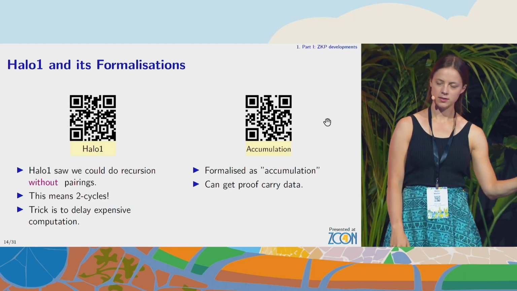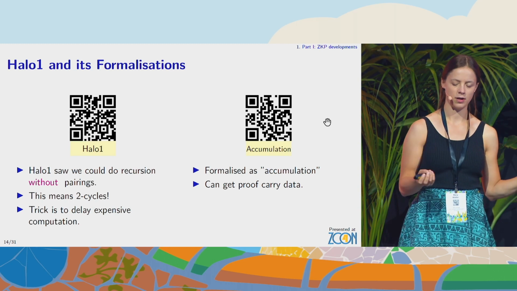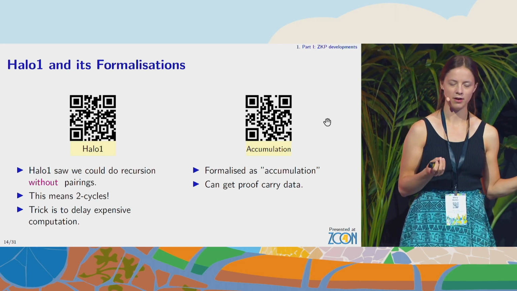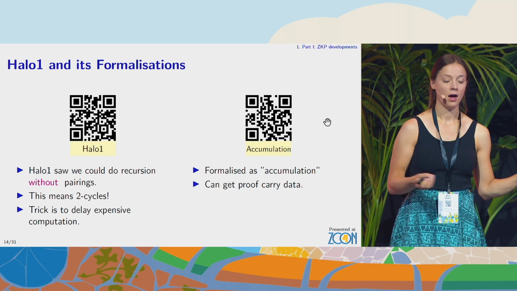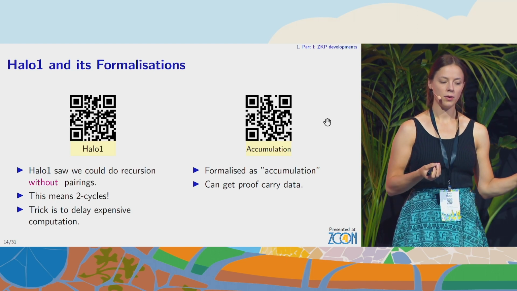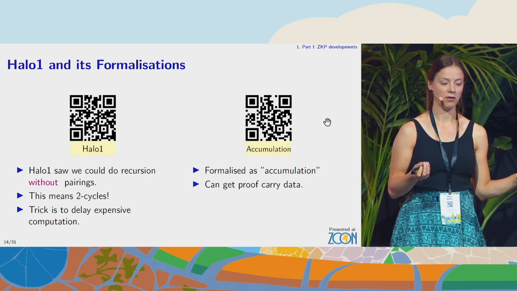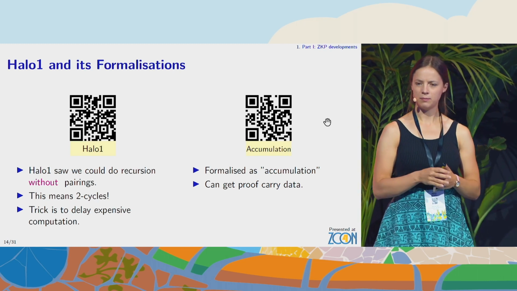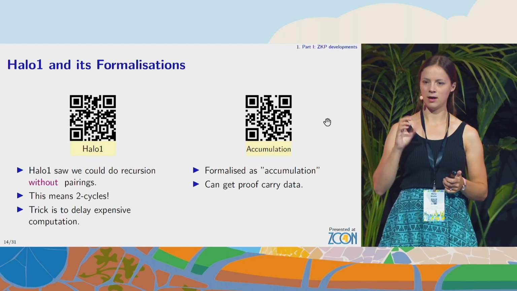Probably the first one which I would say was a recursive SNARK, and which I would say was really, really relevant, was Halo 1. Halo 1 saw that we could do recursion without pairings, which is pretty big in the sense that it means we can have cycles.